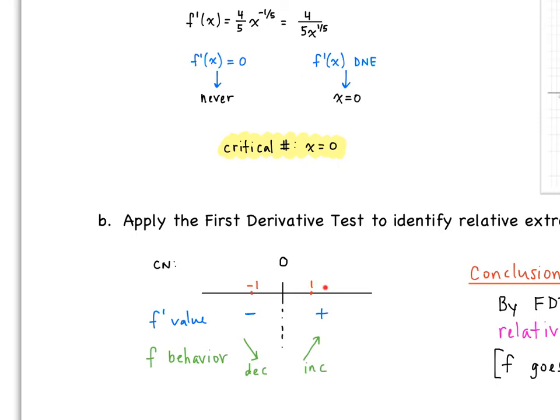Now I choose a point on this interval. So I'm going to choose when x equals 1. When I plug x equals 1 into our derivative up above, I'm going to get a positive value. So I put a little plus sign there.